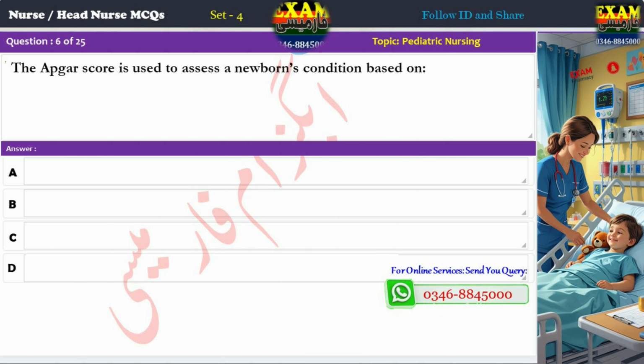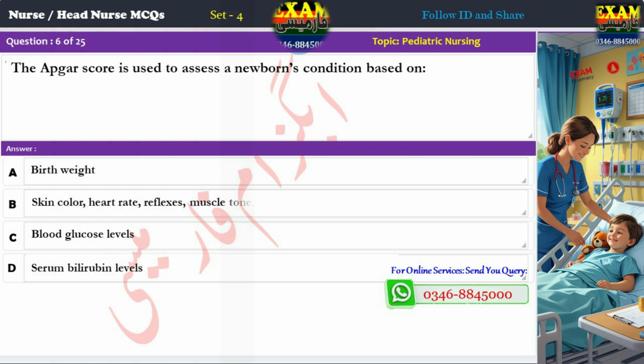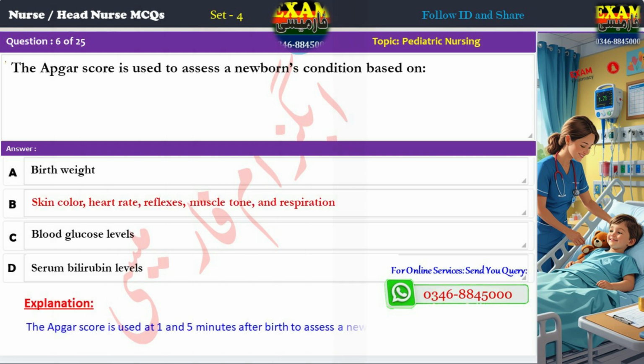Question 6. The APGAR score is used to assess a newborn's condition based on A. Birth weight. B. Skin color, heart rate, reflexes, muscle tone, and respiration. C. Blood glucose levels. D. Serum bilirubin levels. Correct answer: B. Skin color, heart rate, reflexes, muscle tone, and respiration. Explanation: the APGAR score is used at 1 and 5 minutes after birth to assess a newborn's health.